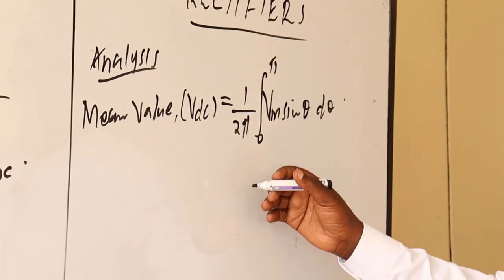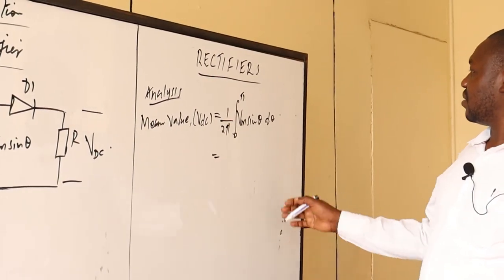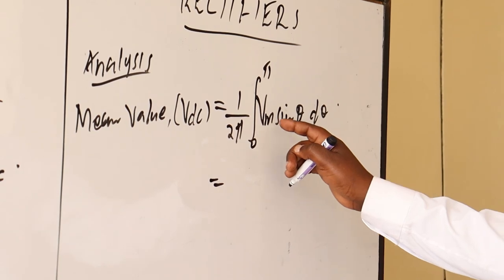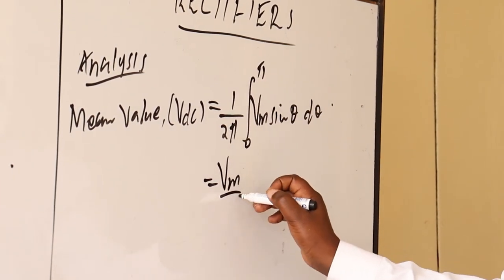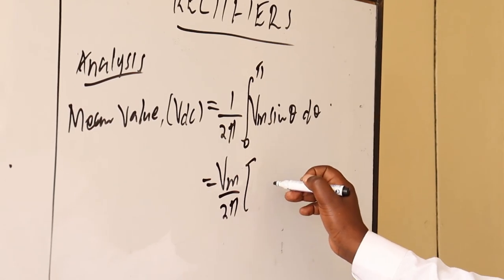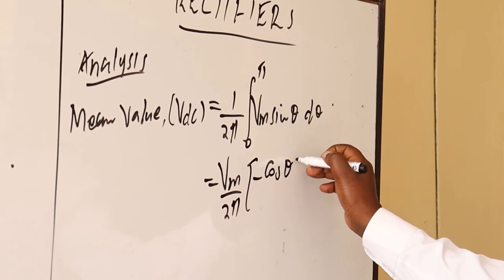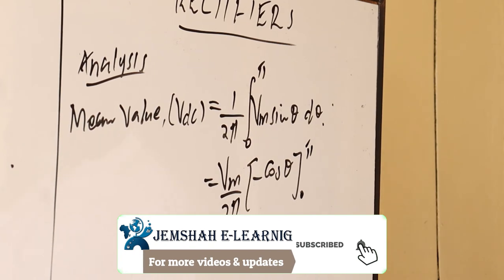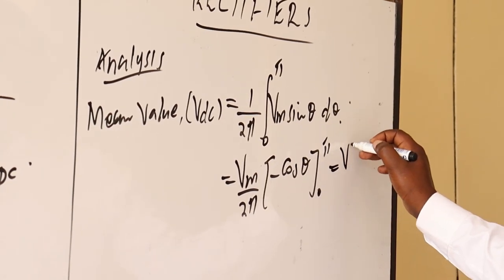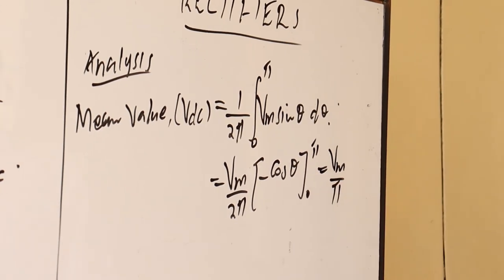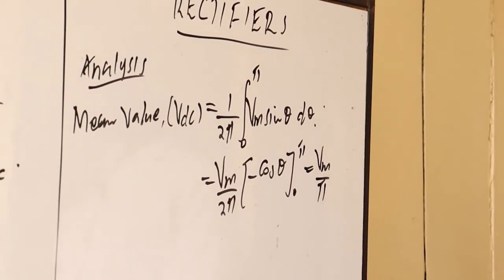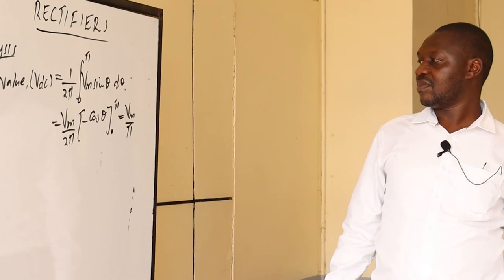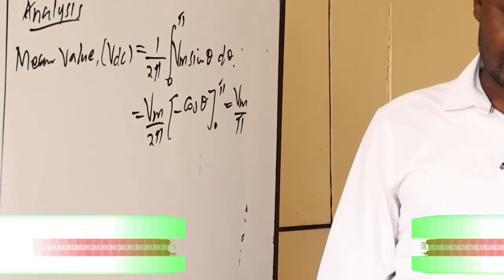From our knowledge of integration, we know that if we integrate sine theta, we are going to get negative cos theta, as our Vm is a constant. So we shall have Vm all over 2 pi into negative cos theta, from 0 to pi. If we simplify this, it will give us Vm all over pi. So the mean value, or the VDC, of a single phase half wave rectifier will be Vm all over pi.